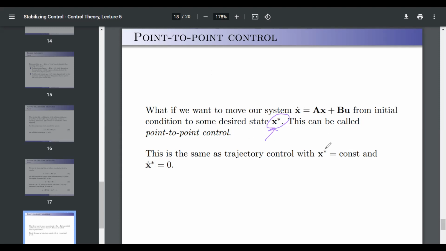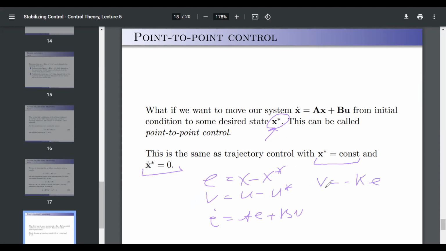In fact, all you need to do is to just say, okay, this is just a new trajectory where X star is constant and its derivative is equal to 0. And then you just do the trajectory, you know, the algebraic trick, exactly the same as before. So you still write E equals X minus X star, V equals U minus U star. You write this E dot equals A E plus B V. Still write V as minus K E.